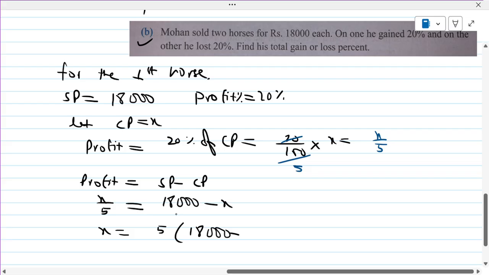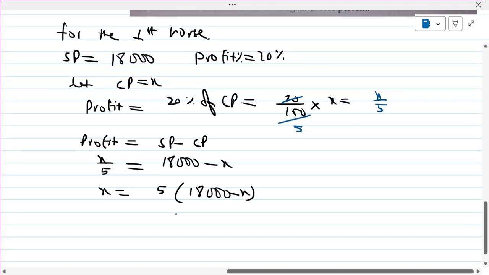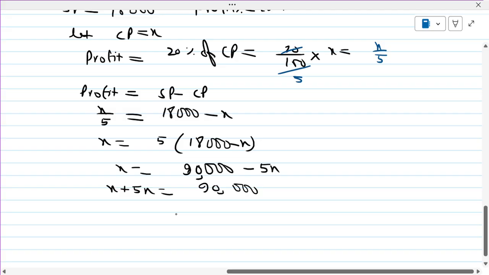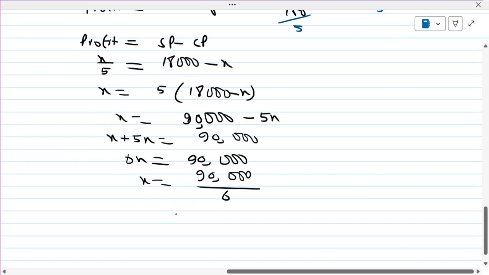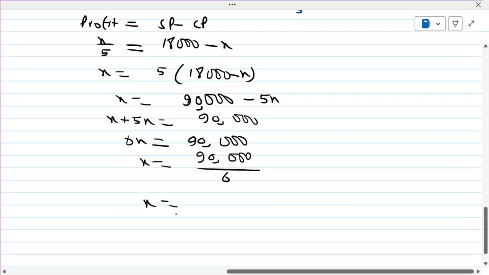So 5 into 18,000 minus x, so x equal to 5 into 18,000, 5 at 40, is it? And 5 and 5, 5, 4, 9. So it's 90,000 and minus 5 into x, 5x. So x plus 5x we get there 90,000. So this will give you 6x equal to 90,000. And then x we get there 90,000 divided by 6. And now x is equal to, is it?